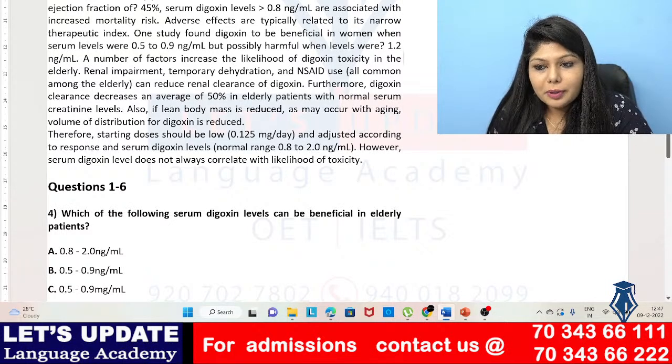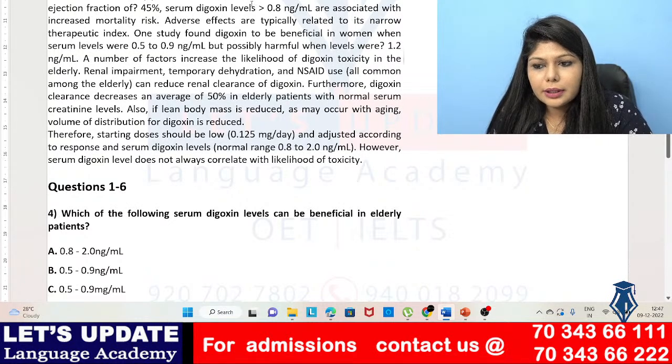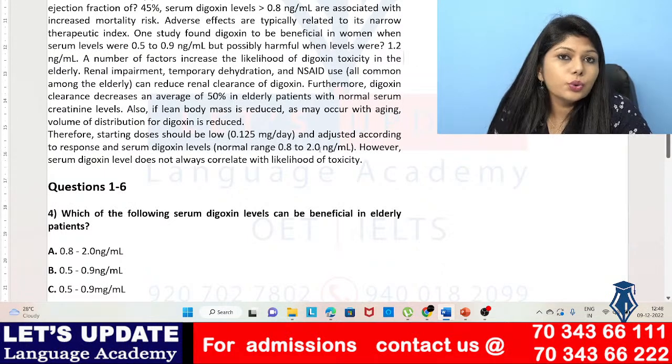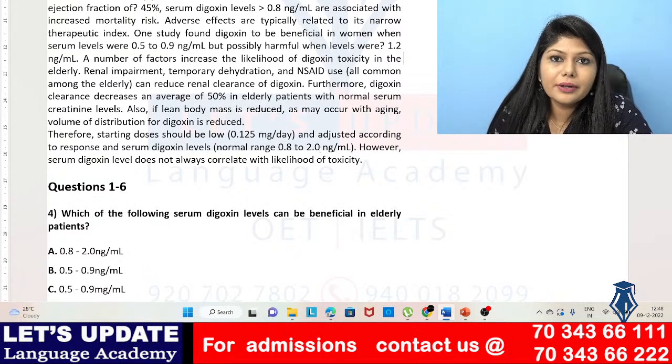But the problem is, here they have specifically mentioned that for elderly patients you have to use it with caution, and if the serum level is greater than 0.8 it is associated with increased mortality. So can you choose something beyond 0.8? 0.8 to 2, you're not supposed to choose for elderly patients. That is just a normal range for normal people.